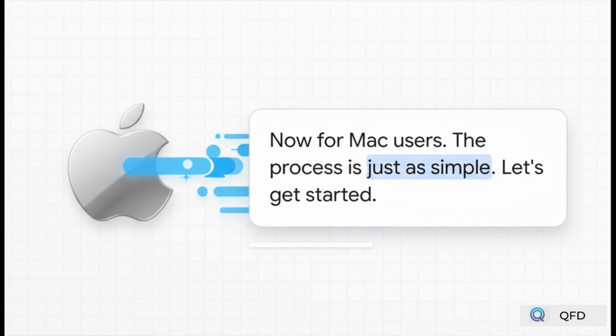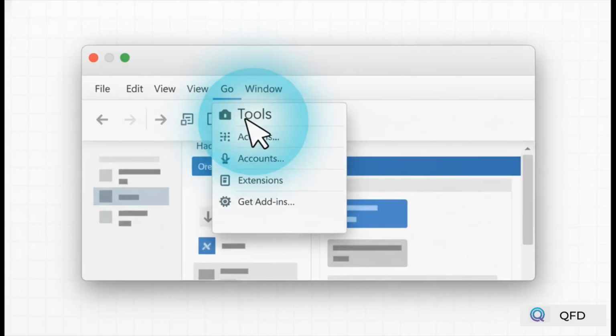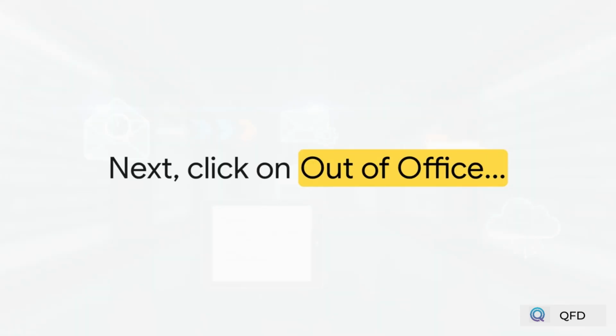All right, Mac users, it's your turn. The process is just as simple. Don't worry. So for Mac, you're going to open Outlook and then head right over to the Tools tab. From that drop-down menu, go ahead and click on the Out of Office option.